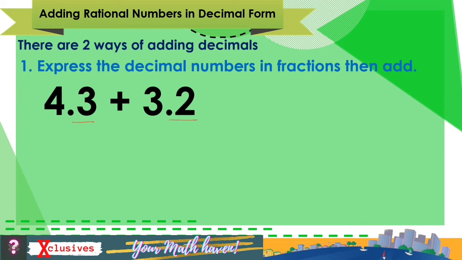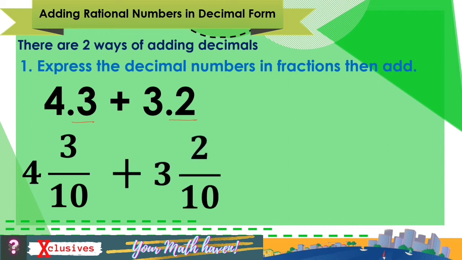Also, if you have noticed, both these decimals are on the tenths place. So if we are going to express this in fraction form, 4.3 becomes 4 and 3 over 10 plus 3 and 2 over 10. Again, why 10? Because your decimal place is on the tenths place. Now that we have expressed the decimals in fractions, we can simply add them since they are also similar fractions.